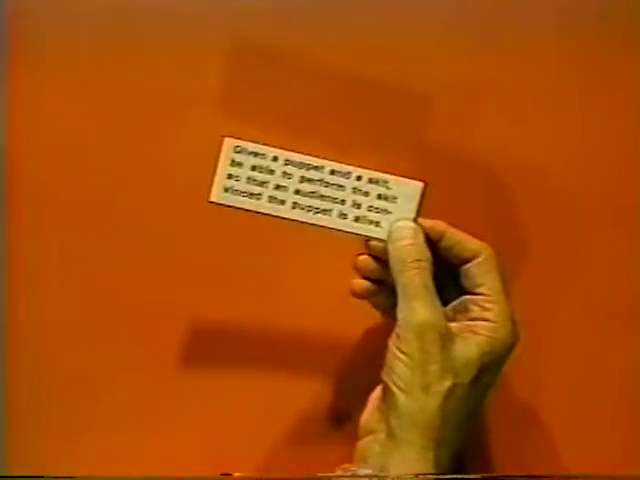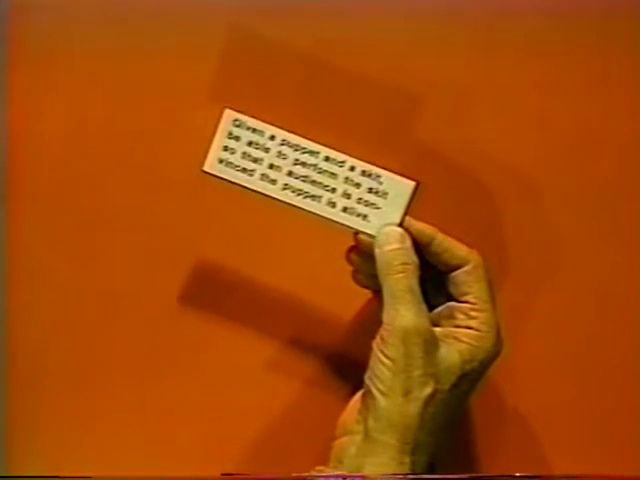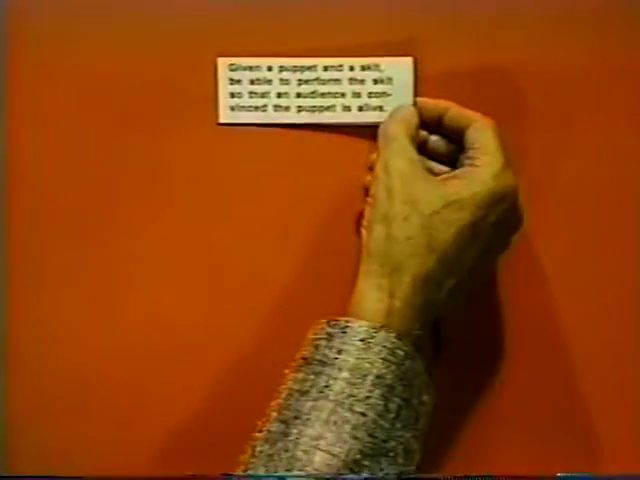It says here, given a puppet and a skit, be able to perform the skit so that an audience is convinced the puppet is alive. That's it. So we'll put it at the top here of our as yet non-existent hierarchy. Next question then, before you can practice that, what kinds of skills would you have to have? Well, let me show you what the skills are.